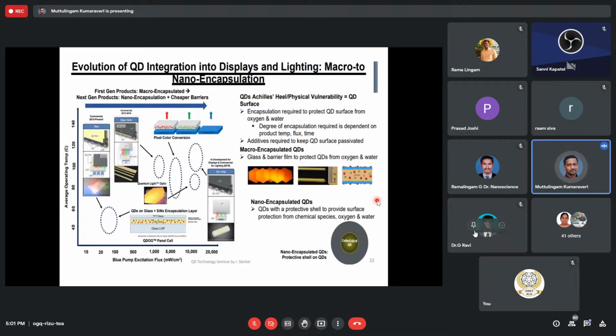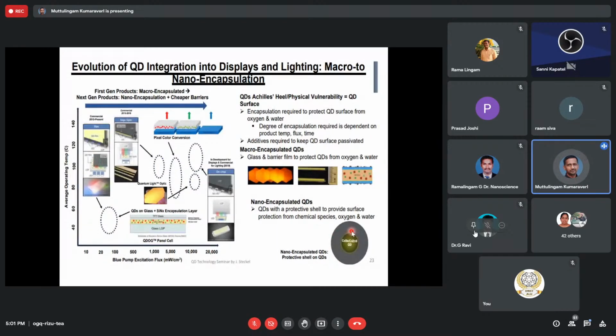How do they encapsulate it? They use the barrier film, encapsulated using adhesive, then UV curing the film. This is called macro encapsulated QDs. Macro encapsulated QDs can be in barrier film or glass. They coat the quantum dots, then encapsulate them. Nano encapsulated means individual quantum dots protected by a shell.